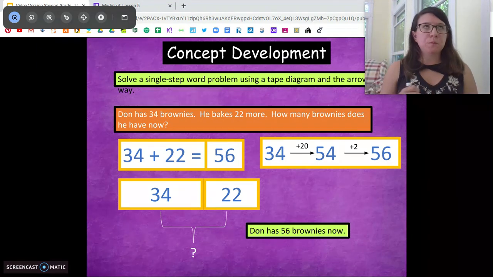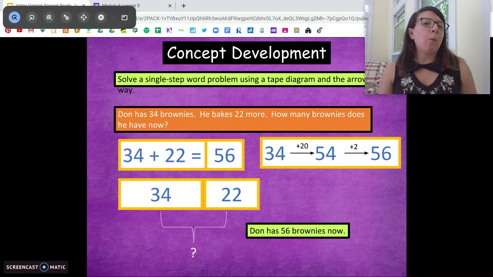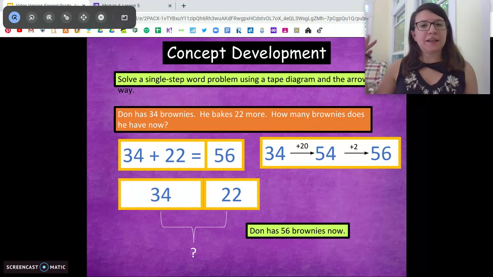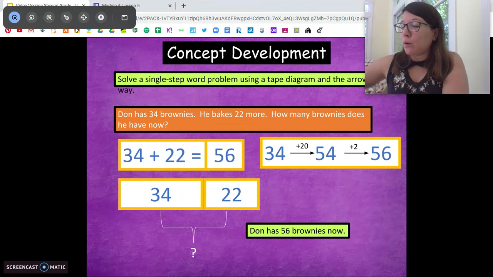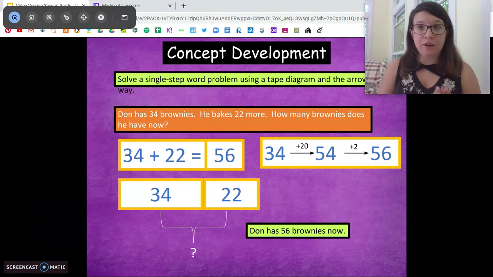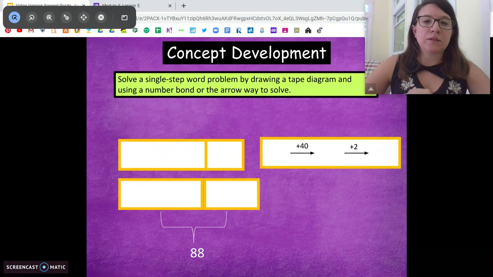Remember, when we do word problems, we're not just going to say the number. We have to say what that number means. He has 56 brownies. So that's a single step word problem. You could have solved it a different way, but I wanted us to try the arrow way. So let's try this next one.